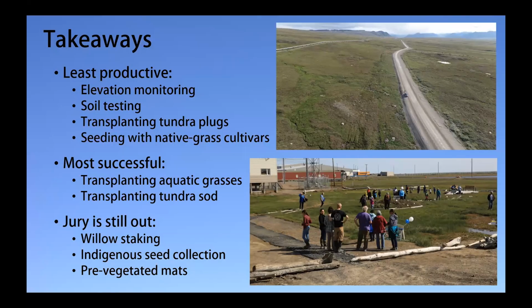Okay, so in the takeaways of doing this kind of work, I'd say elevation monitoring, soil testing, tundra plugs, as I mentioned, is kind of a questionable one, and seeding of native grass cultivars are all ones that we've kind of moved away from. Of course, transplanting aquatic grasses and tundra sod have been our most successful. It's just a limited supply of material to be able to do this. And then we're still working on willow staking and indigenous seed collection, trying to find somebody who will pay for indigenous seed collecting, people for days collecting seed and processing it. And then the pre-vegetated mats, the dream is to have somebody here in Dead Horse have a greenhouse and grow pre-vegetated mats for this type of work. Next slide.